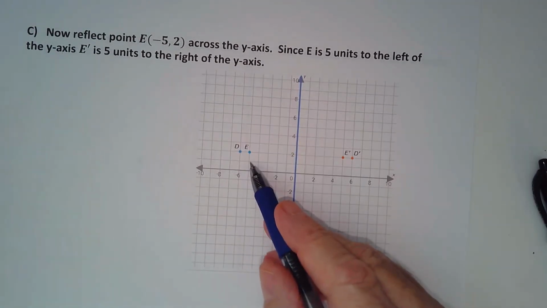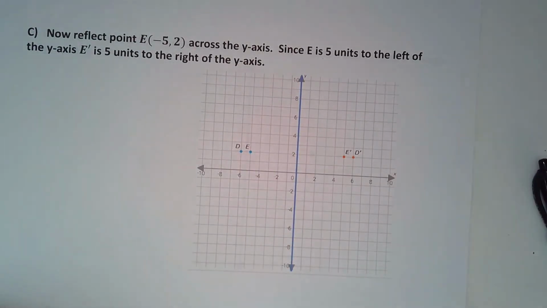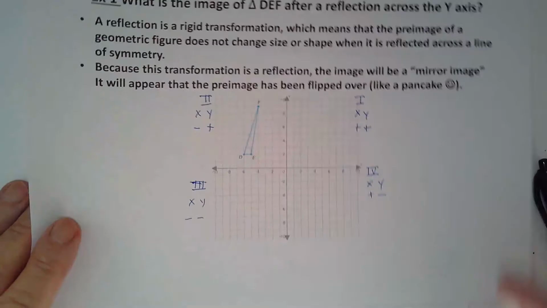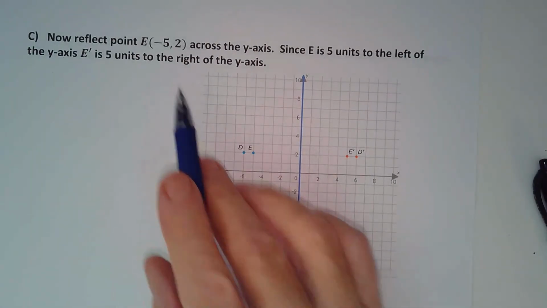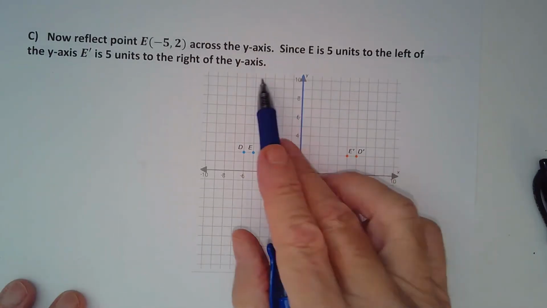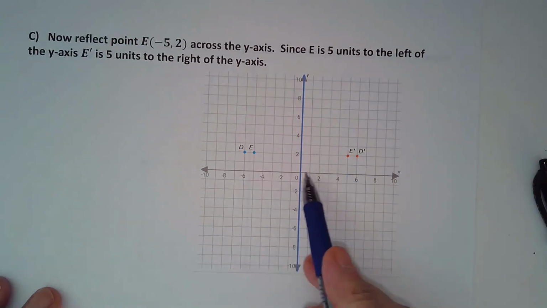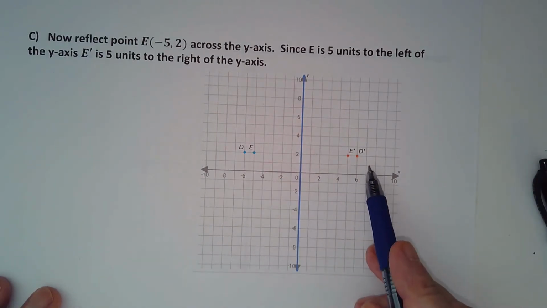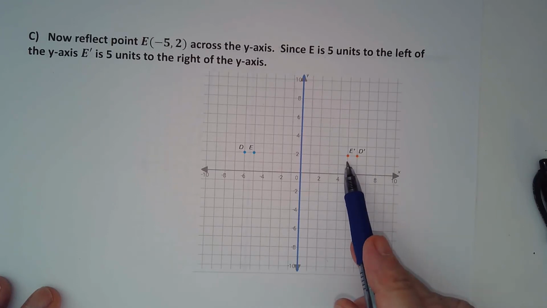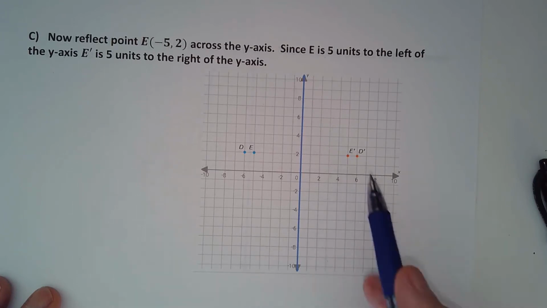So point E, when we first looked at it, those two were only a unit apart. Here's point E, it's at negative 5, 2. Since E is 5 units to the left of the y-axis, then E prime for the image has to be 5 units to the right. Here it is showing as you see it there.